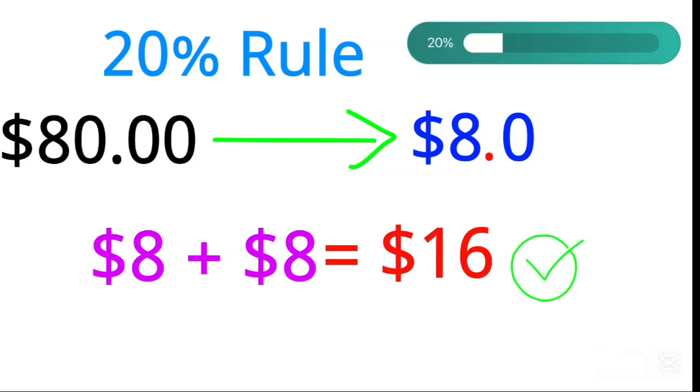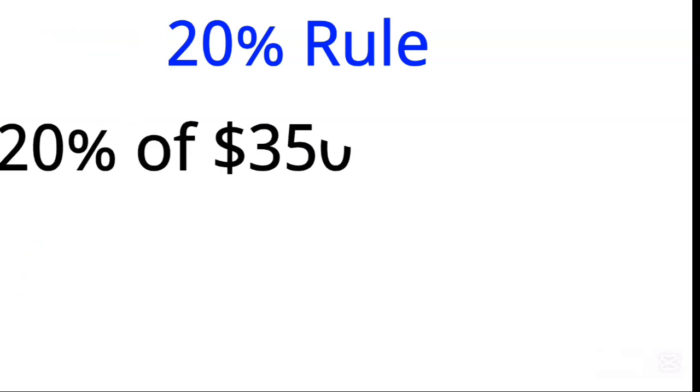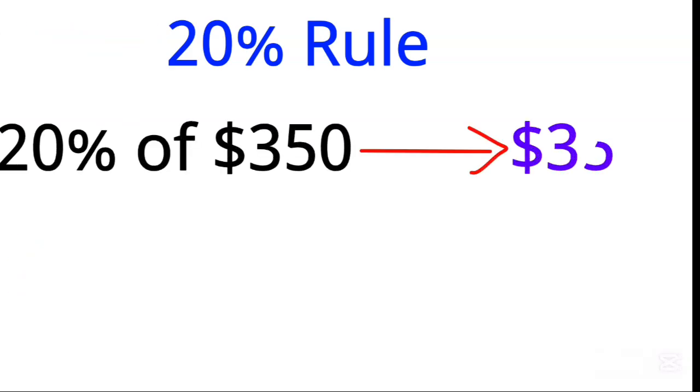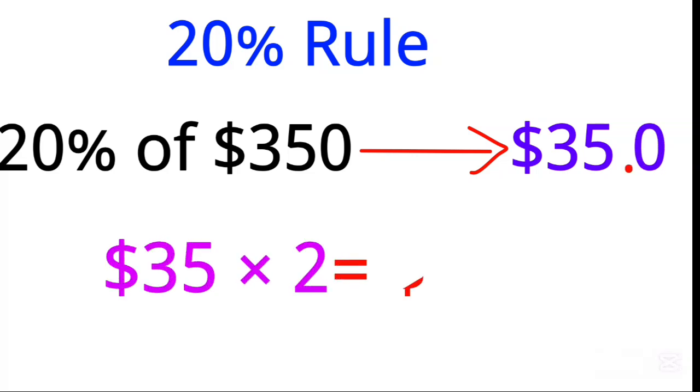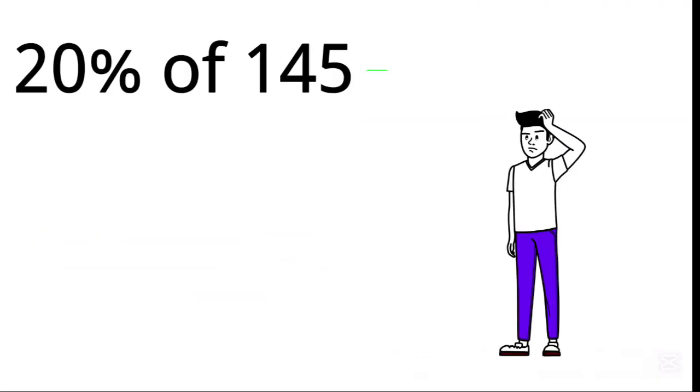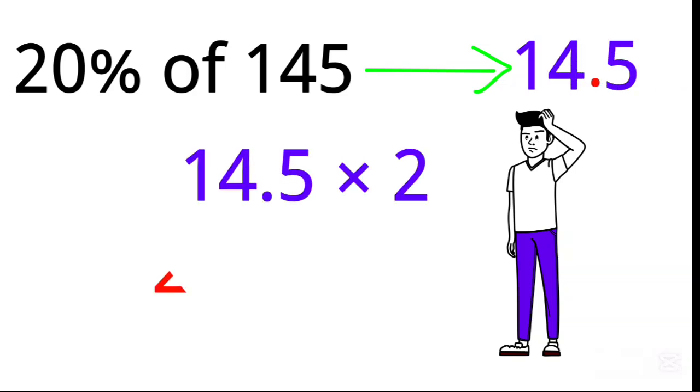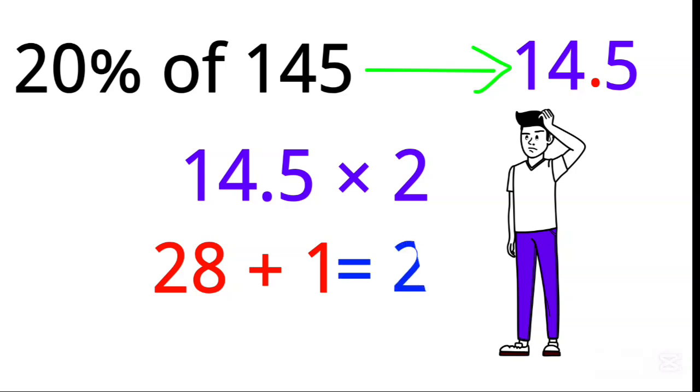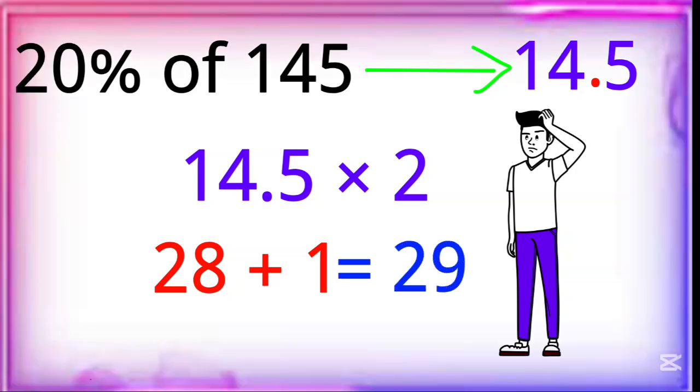Does it work for bigger numbers? Yes. What is 20% of 350? Move the decimal point to find 10%. That's 35. Double it? 70. You're done. But what if the number is ugly, like 145? Watch this. 10% is 14.5. Double 14 is 28. Double 0.5 is 1. Add them up. 29. You just did high-level math in your head while everyone else was still typing.